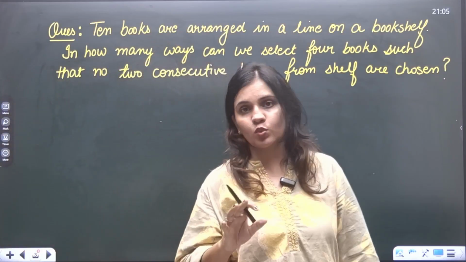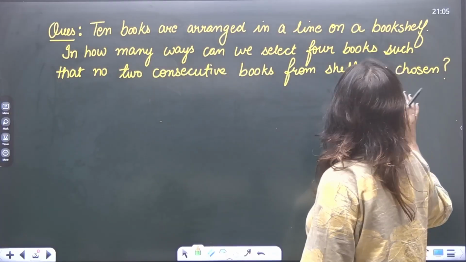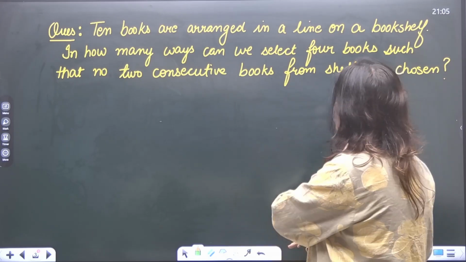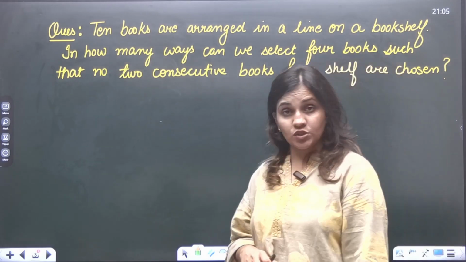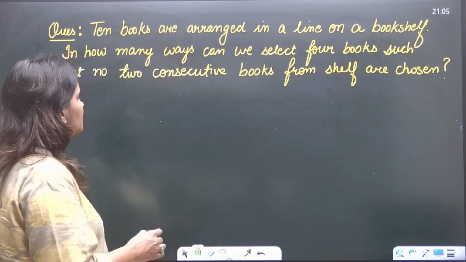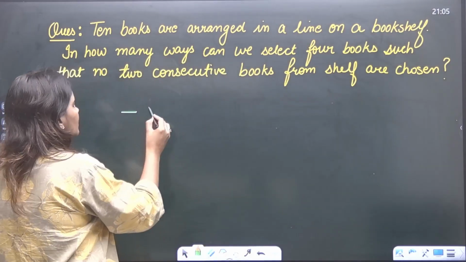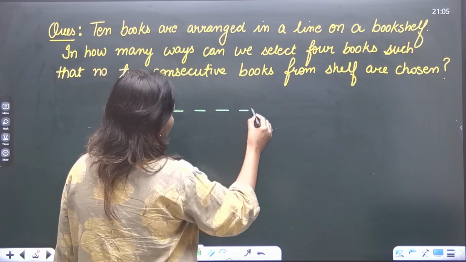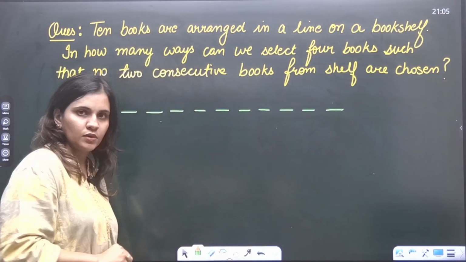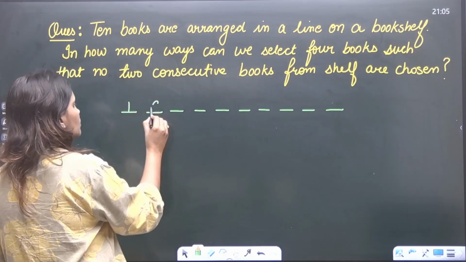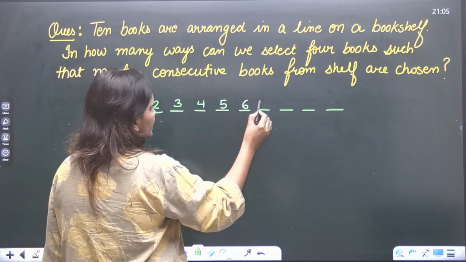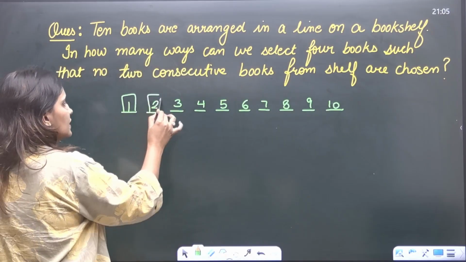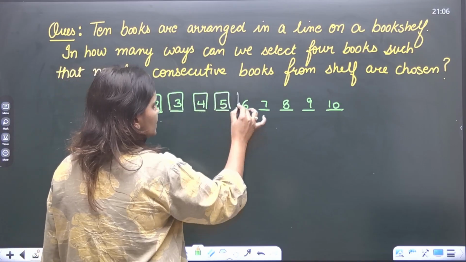This is the very first question. 10 books are arranged in a line on a bookshelf. In how many ways can we select 4 books such that no 2 consecutive books from the shelf are chosen? Okay, so let's do this question. There are 10 books I'm lining up in a line, marked 1, 2, 3, 4, 5, 6, 7, 8, 9, 10. So I have arranged these books in a line on a bookshelf as mentioned in the question.